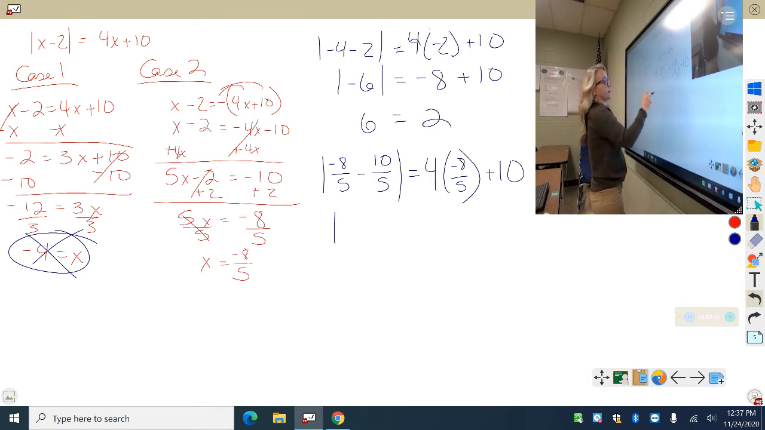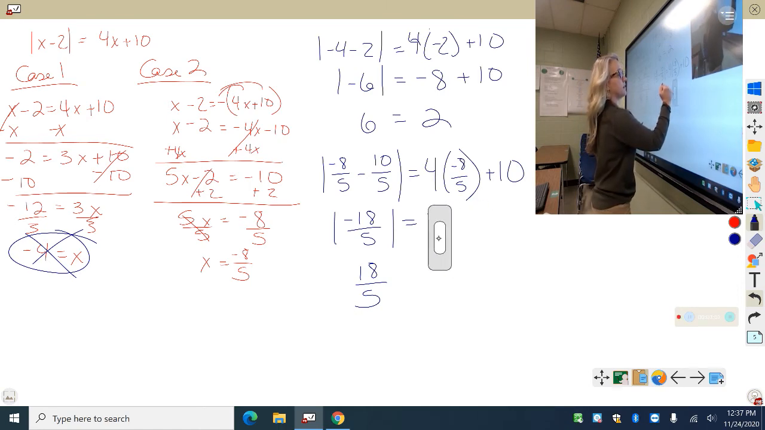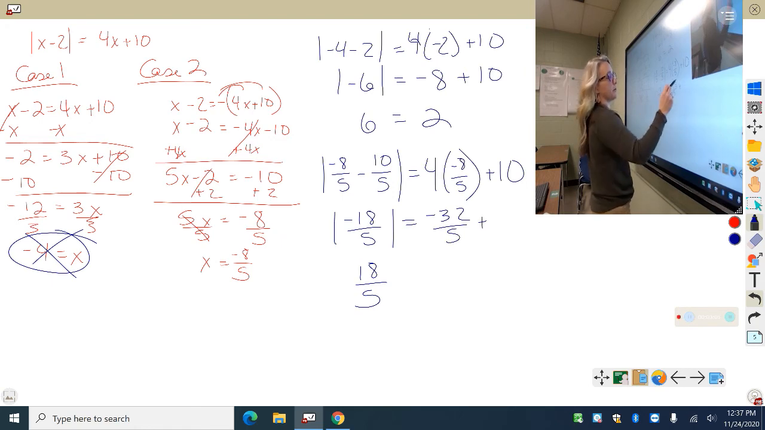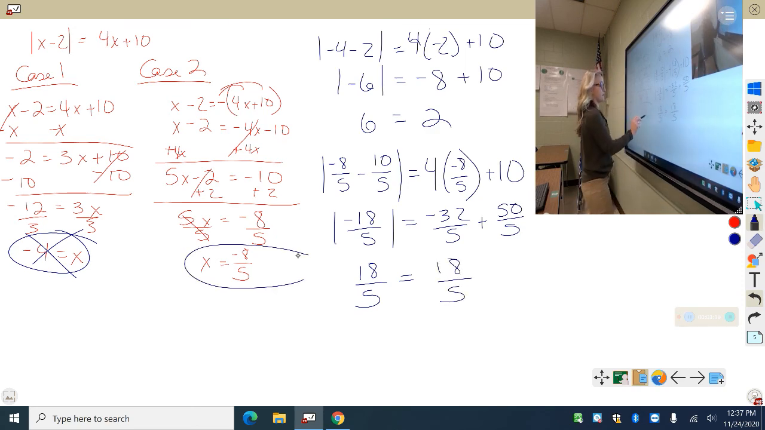So this gives me negative 18/5 in absolute value, which is positive 18/5, equals negative 32/5 plus, and instead of 10, I'm going to put 50 over 5 so that I have a common denominator so that I can combine my like terms. Negative 32 plus 50 over 5, so yes, that's 18/5. So this one does work out, so I only have one solution, which is negative 8/5.